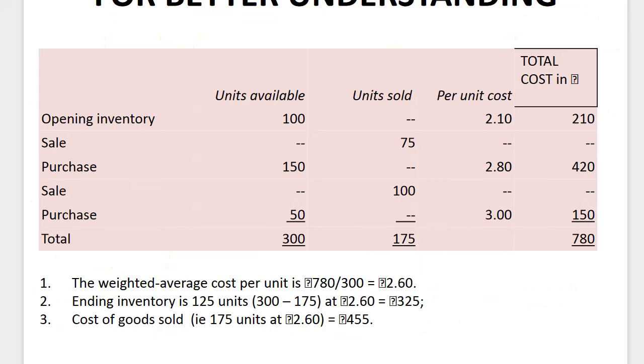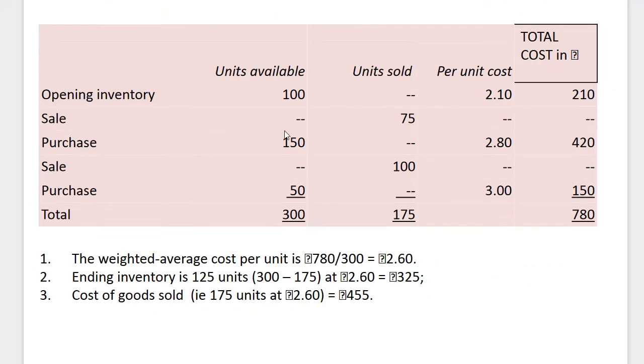So for better understanding, we have here, for example, the units available opening inventory is 100. Per unit cost would be $2.10. So the total cost is 210. Then there's a sale at 75. You don't value it yet. And then there's purchase of 150 at the cost of 280. Then there's a cost again. So you are counting the total cost. Then there's a sale. Again, you don't value it. Purchase was 50 and it's valued at $3. So the total cost is at 150.